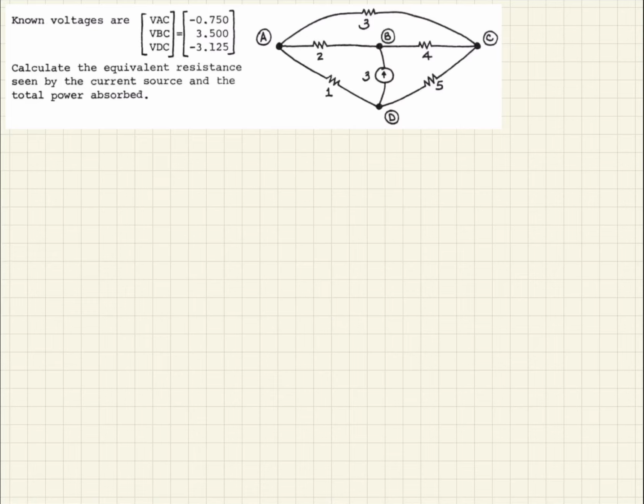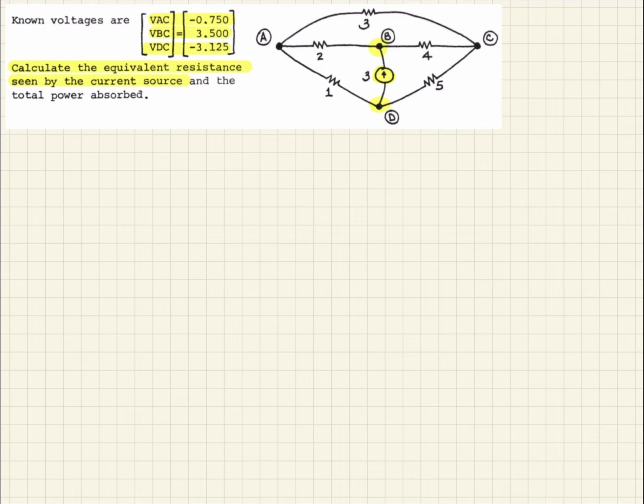So this is another example dealing with equivalent resistance, but this one's taking a little different approach. In this example, we're given the mesh network shown there, but then we're also given these voltage relationships between these nodes. And so they're asking us to calculate the equivalent resistance seen by the current source. So here's the current source here. So it would be between these nodes B and D.